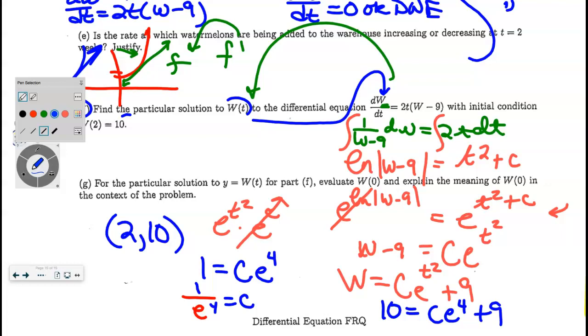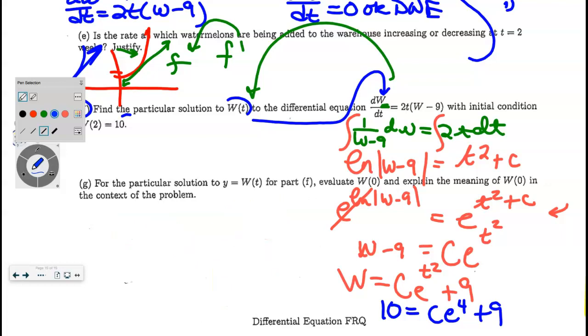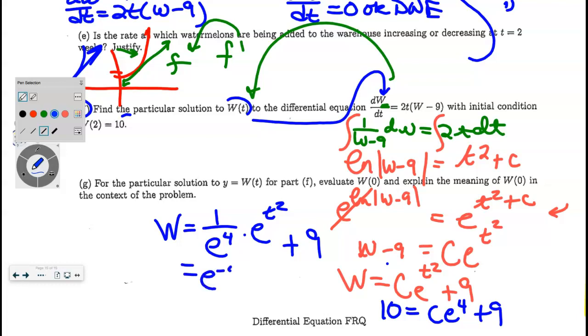So I just need to create some more space over here. So it looks like I have my w equals 1 over e to the 4th, my c, times e to the t squared plus 9. That's not how you'll see it on the scoring rubric, but it's correct. You've seen enough of these where you know they're going to call that e to the negative 4th, and then same base, you add the exponents. So in the scoring rubric, it'll say e to the t squared minus 4 plus 9. But it's all good. So I would quit up here if you're not comfortable manipulating things.